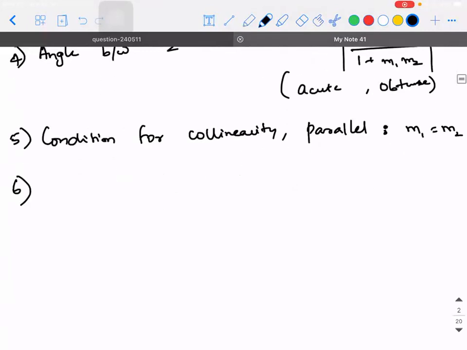Similarly, what is the condition for perpendicularity? What is the condition for the lines to be perpendicular? The product of their slopes should be equal to minus 1.